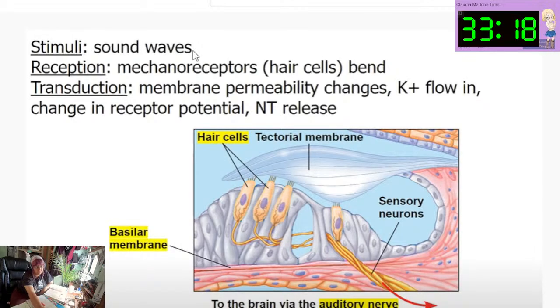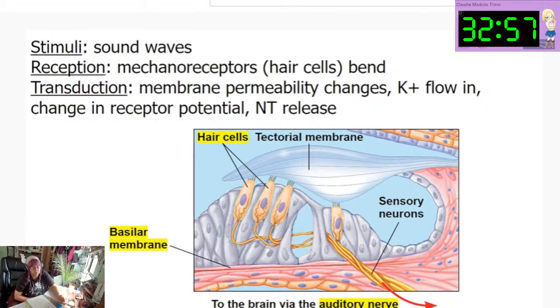So when we are filling out the steps that result in hearing, we need to start with the stimulus. We know that the stimuli are sound waves. We know that reception is done by mechanoreceptors, particularly hair cells, which bend in response to the vibrations. As vibrations are transferred through the ear, from the pinna to the eardrum to the ossicles to the fluid of the cochlea, they make the hair cells bend.